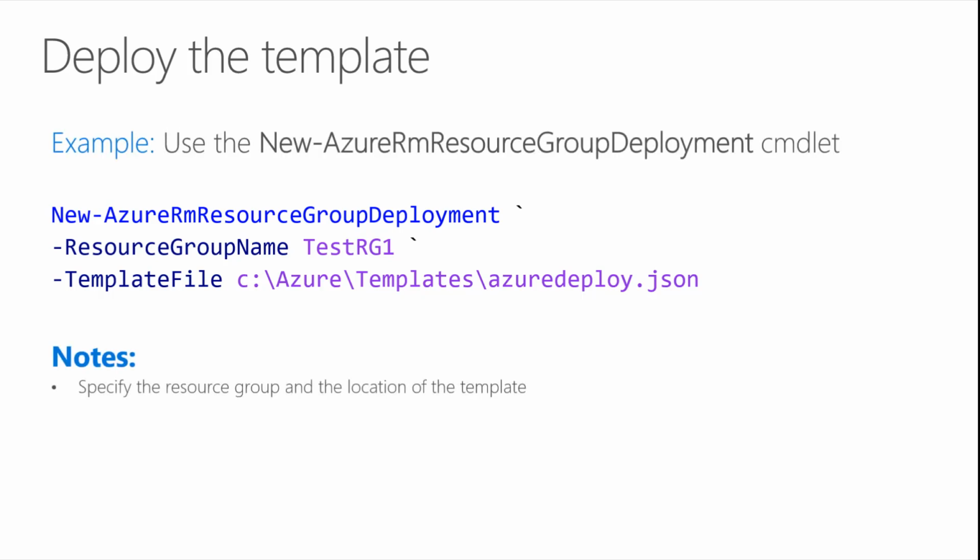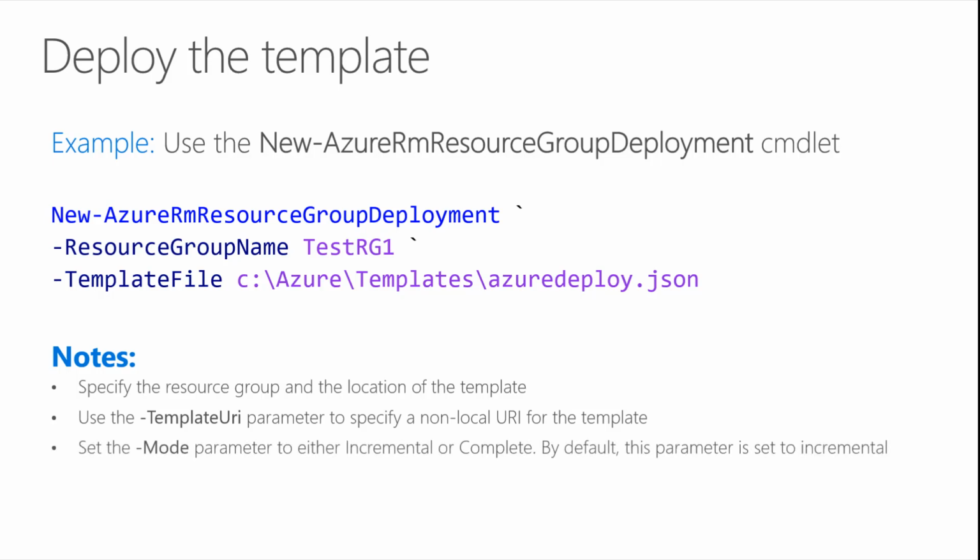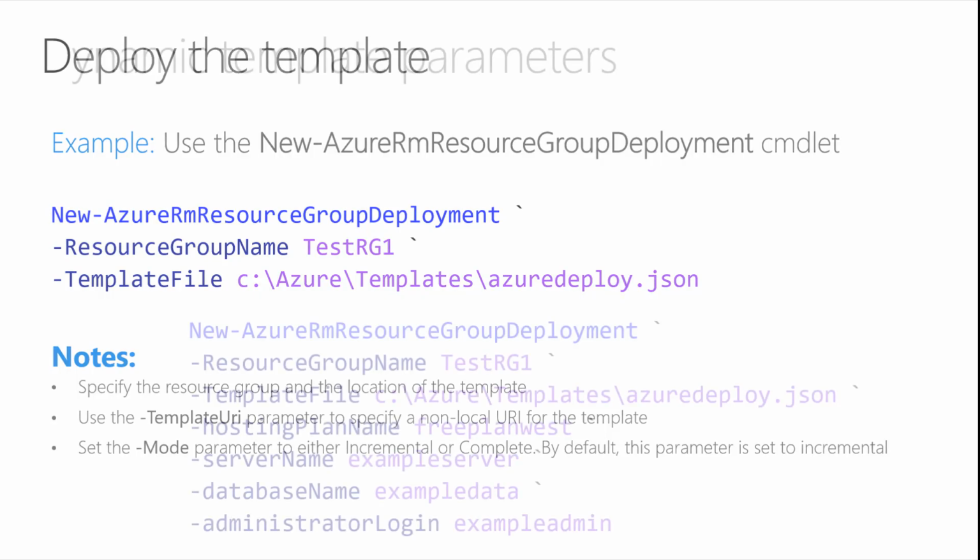And note, as we mentioned, you have to specify the resource group. You use the TemplateUri parameter to specify a non-local URI for the template, and then the -Mode parameter to be either incremental or complete. By default, it's incremental. If you change that to complete, it would totally rewrite and overwrite. So incremental is just the changes, right, that we like for idempotency.